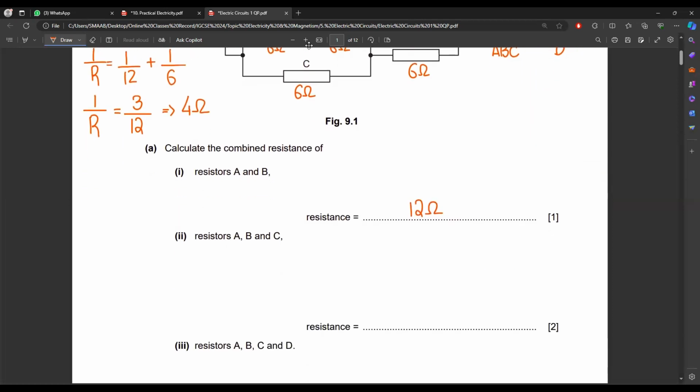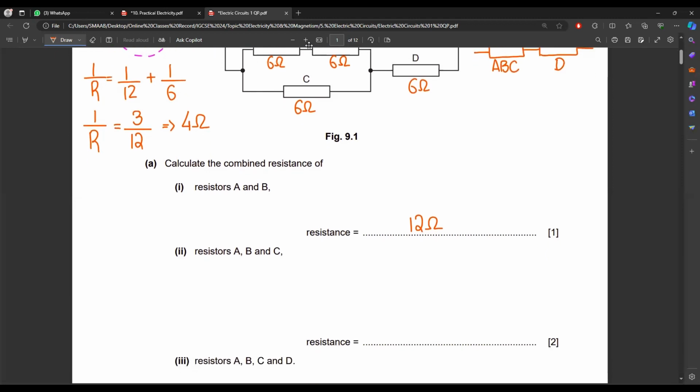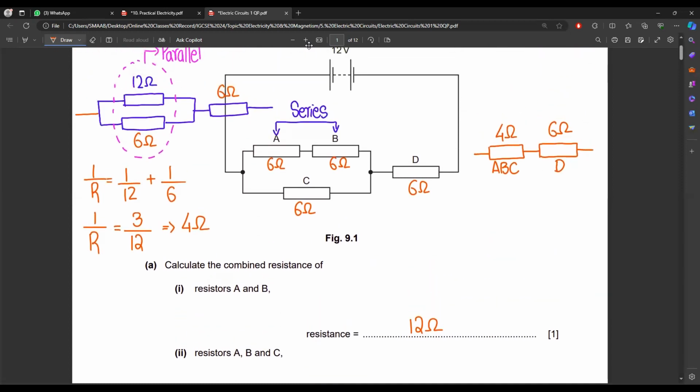Then we join ABC. In ABC, we got 4 ohms. Because in this question, they mention it step by step. But not every time will you get a question like this. Sometimes they ask you to just find the total resistance. Then you have to choose the resistors and the combination by yourself. So that's why we just solve by ourselves without looking at the questions.